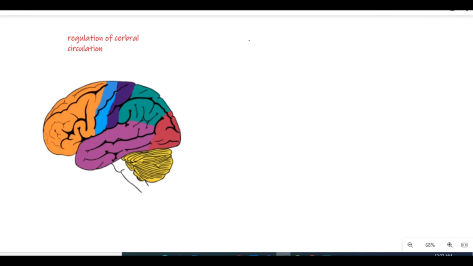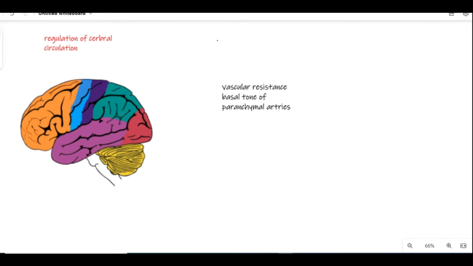In a normal physiological state, the brain flow is remarkably constant. It is due to two main features: vascular resistance of the brain arteries and basal tone of the parenchymal arteries. Vascular resistance is the resistance of the arteries to increased blood flow, and basal tone means the arteries are in a partially contracted state to resist more flow of blood.